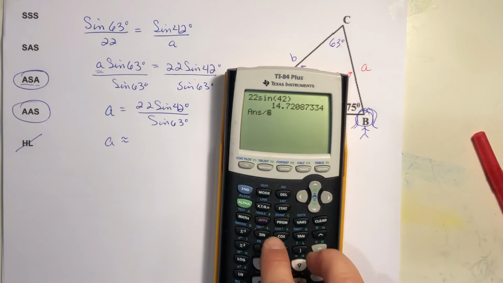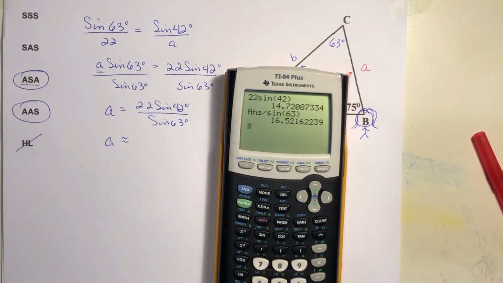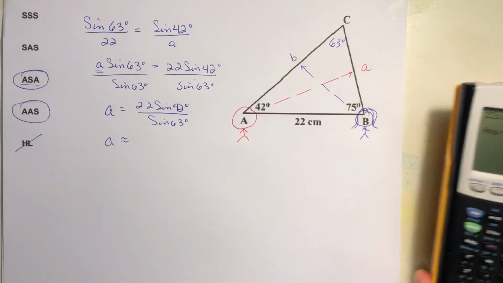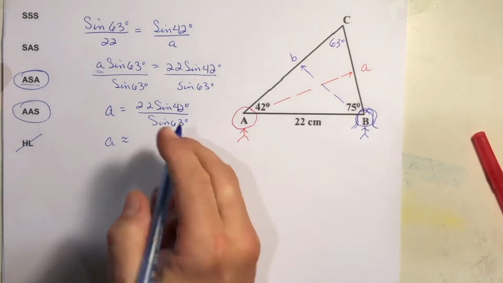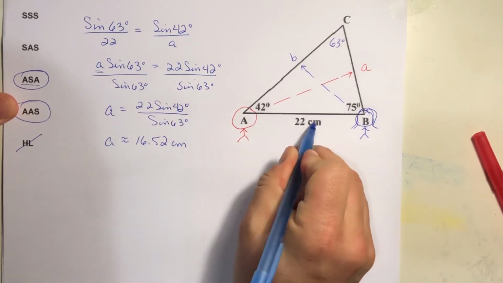Okay. I like to do that separately, so at least I know the calculator is using the order of operations correctly. However, I want to talk to you about why I think this answer makes sense. It's approximately 16.52. Now, since that's a side length, I'm going to label it with centimeters.